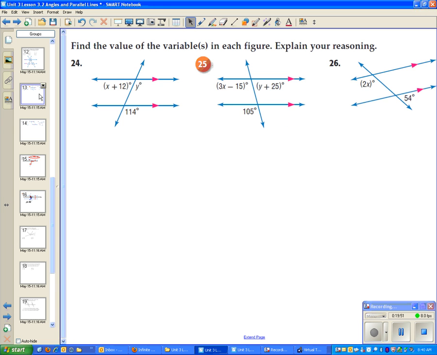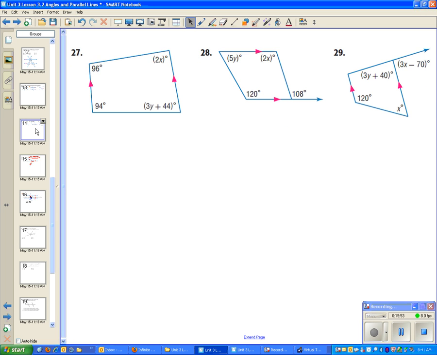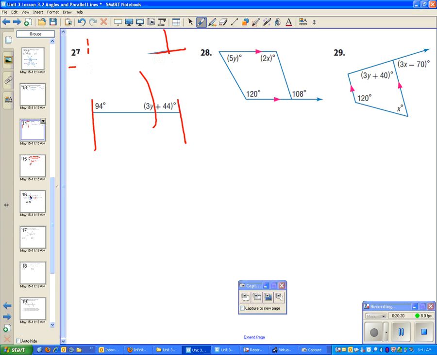27. All right, on 27. Let's see here. Let's extend some lines. If I do that, and that, and that, and I'm going to stop it.